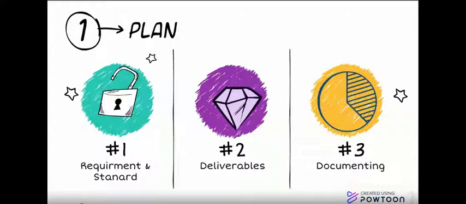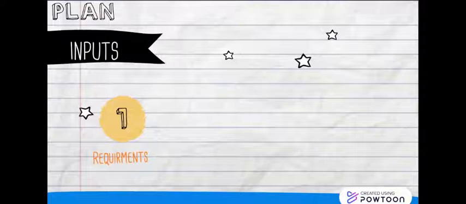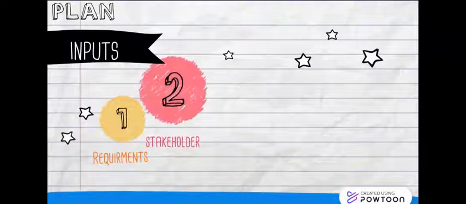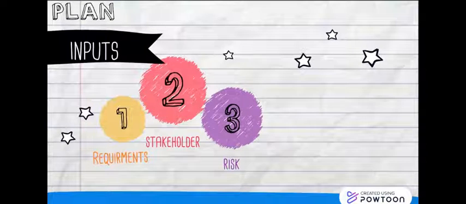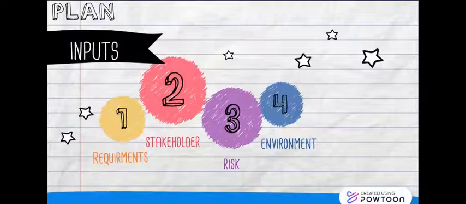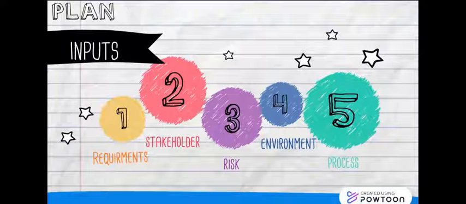The inputs of the plan include the project management plan, project charter, stakeholder register, project documents and risk register, the enterprise environmental factors, and organizational process assets.